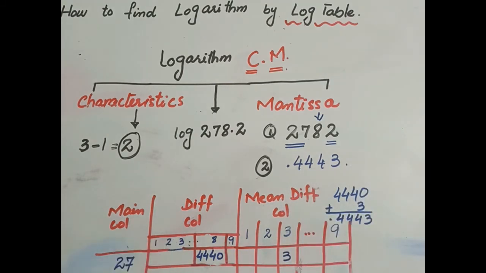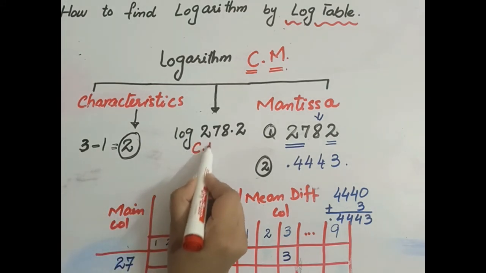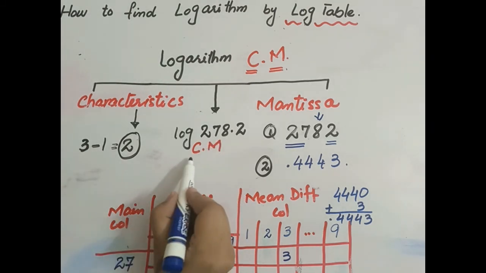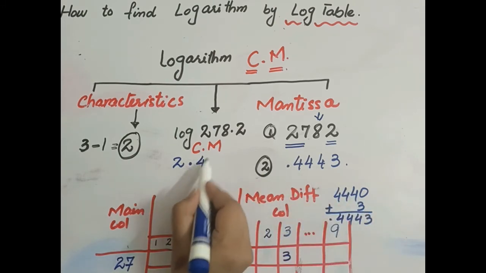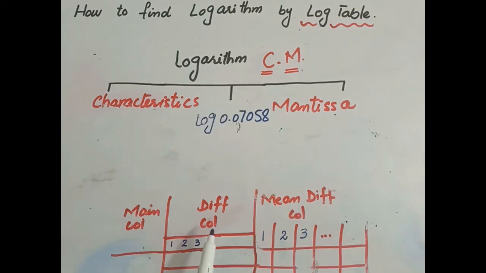Now, as I told you, the logarithm is actually the combination of the characteristic and the mantissa. First of all we write the characteristic, that is 2 point, and the mantissa is 4443. So it's too easy. Log of 278.2 is 2.4443.